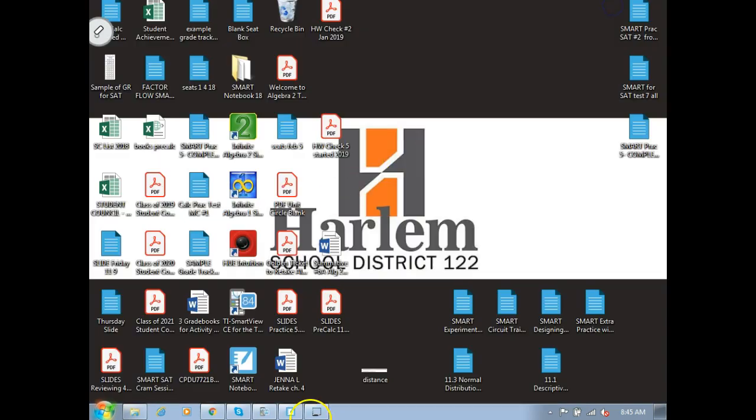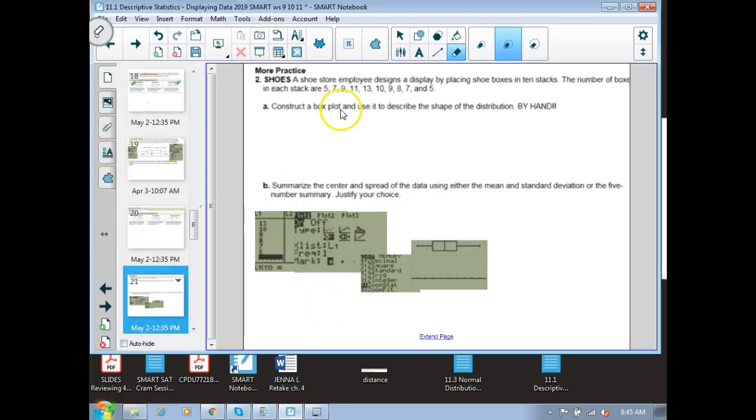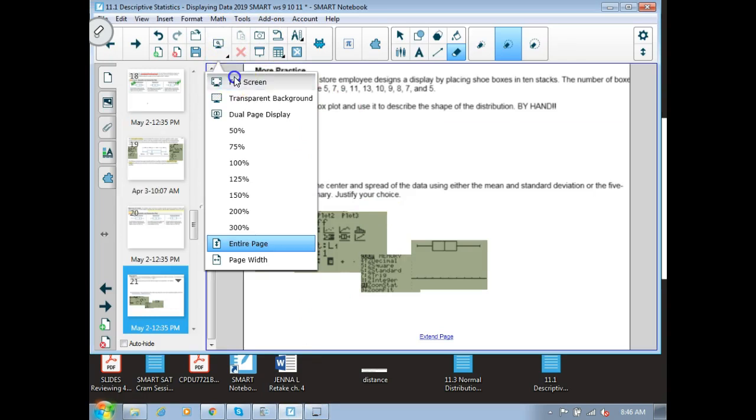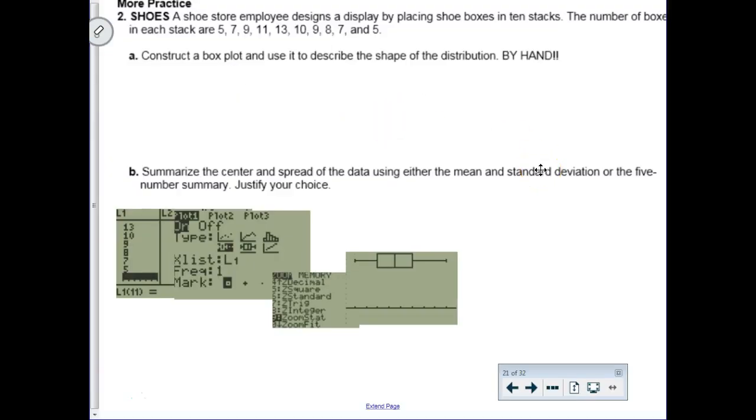Okay, I'm going to transfer to my paper. They wanted me to construct this box and whisker plot by hand, which isn't really that difficult. If you guys can tell me some information, because I don't have my calculator anymore. What was the minimum? And then your Q1 and your median, 8.5. And then your Q3 and your max was 13.